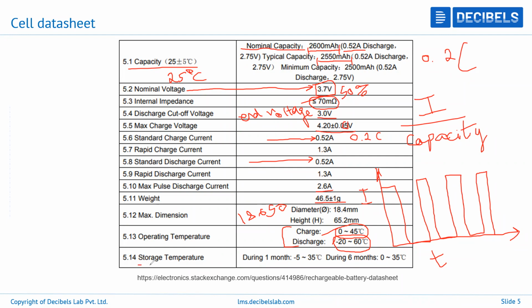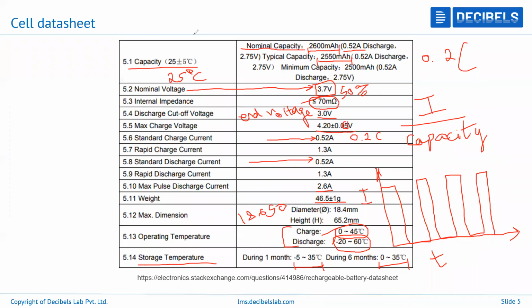And then finally we come to storage. This is something we'll see in the upcoming slides, as to exactly what is meant by storage and what it has to do with the performance of the cell. Storage is basically when you are storing the cell in an inactive situation for a very long time, then you have to specify the temperature limits for it to be stored. Otherwise your battery can start facing a lot of losses, especially at lower temperatures.